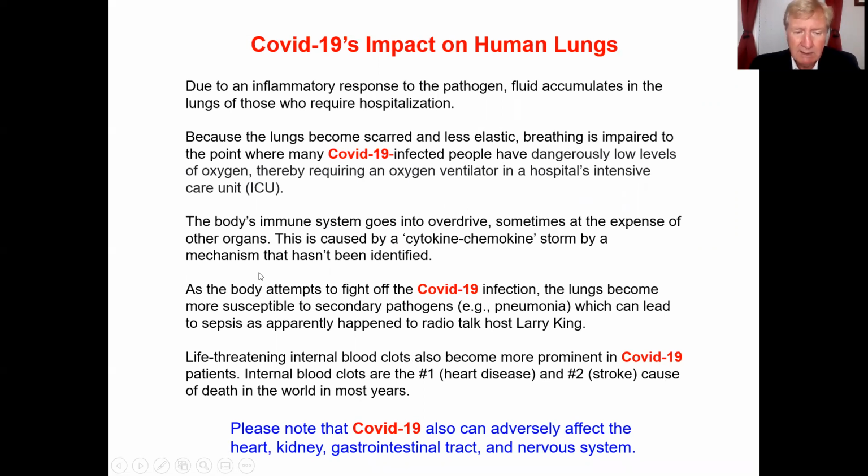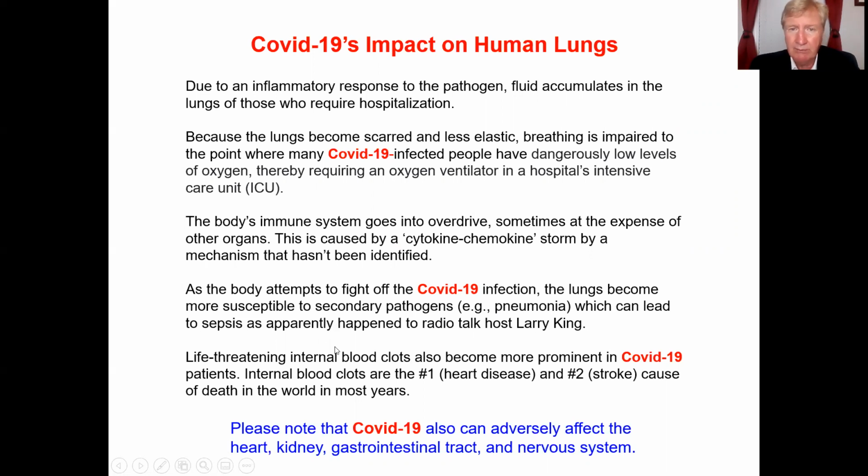Now, as the body attempts to fight off COVID-19 infection, the lungs become more susceptible to secondary pathogens, for example, pneumonia, which can lead to sepsis, as apparently happened to the radio personality Larry King. Now, Larry King got COVID-19 infected, but it was reported that he died not of the infection, but of the pneumonia. So what is it?